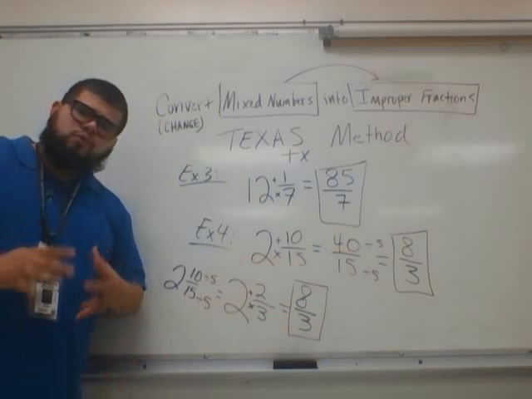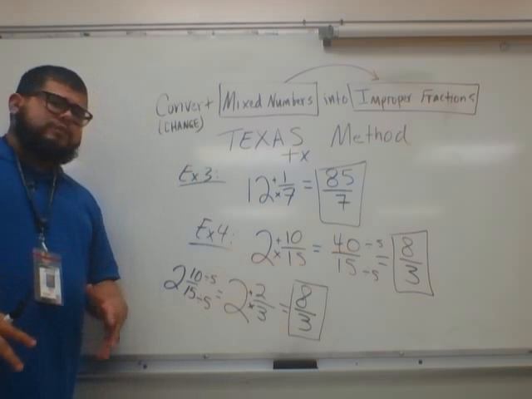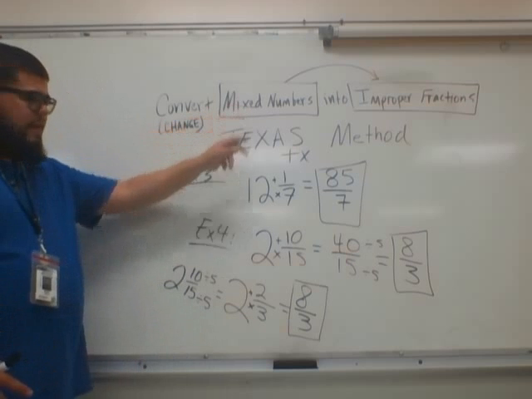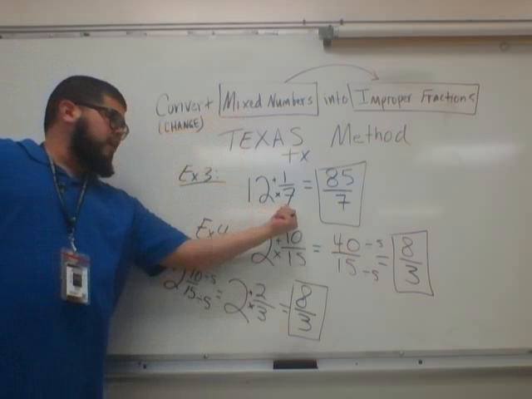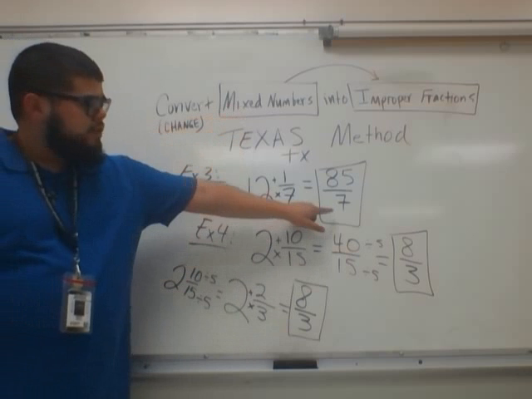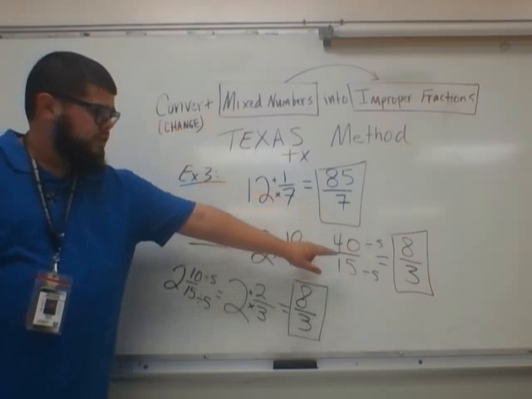So again, what we just did in these 4 examples is we converted a mixed number, that's a combination of a whole number and fraction, into an improper fraction.